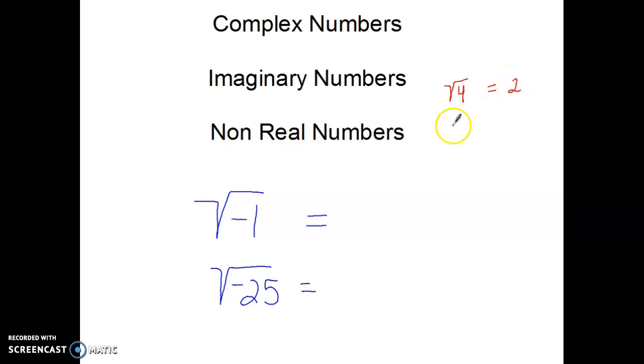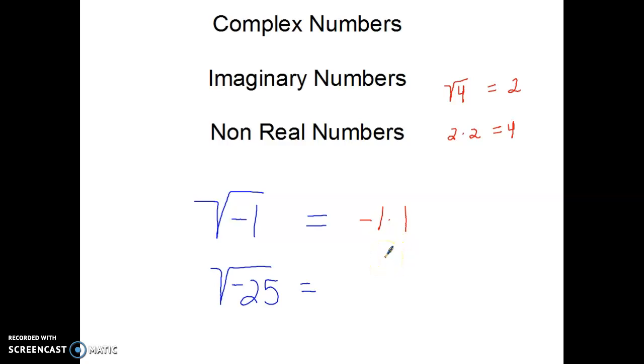4 is a perfect square. The reason it equals 2 is because if I multiply that number to itself, or if I square it, I get the value of 4. If I take a look at my first example, the square root of negative 1. Negative 1 times negative 1 equals positive 1, which I don't want. And if I were to make these both positives, positive 1 times positive 1 is a positive 1. The only way that I can get a negative 1 is if I take negative 1 times 1.